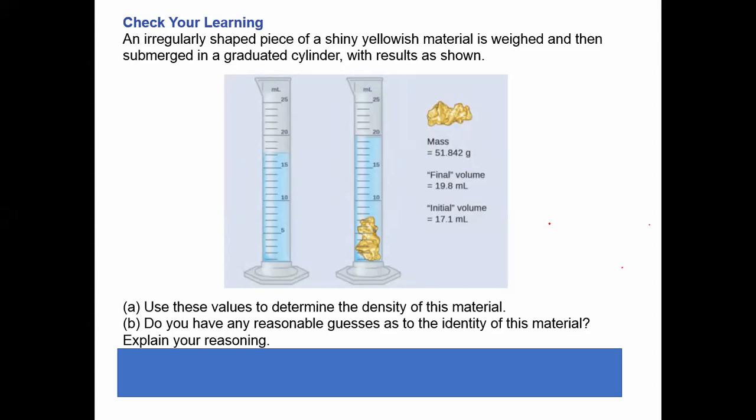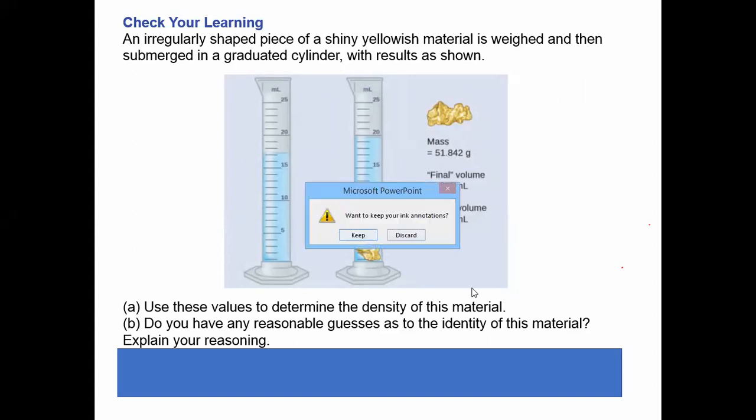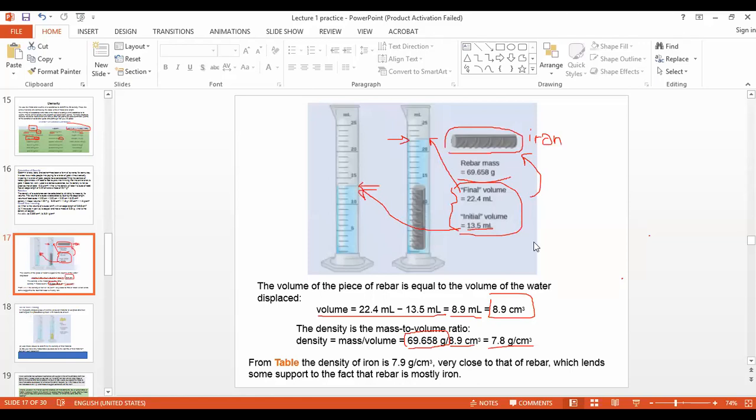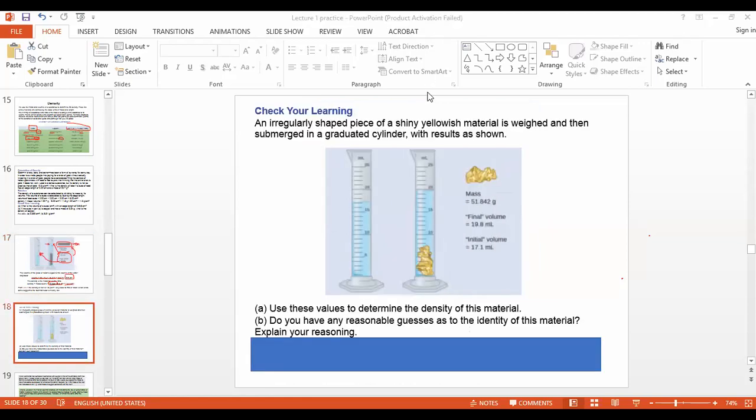I think 19.1. 19.2. Okay, let's see. What did you do to find this 19.2? I found the volume for the metal, final minus initial volume. Then this one, the mass, divided by the volume, so it will be 19.2. Okay, so what is the unit for what you found? Gram per cubic centimeter. Gram per cubic centimeter or gram per milliliter, right?